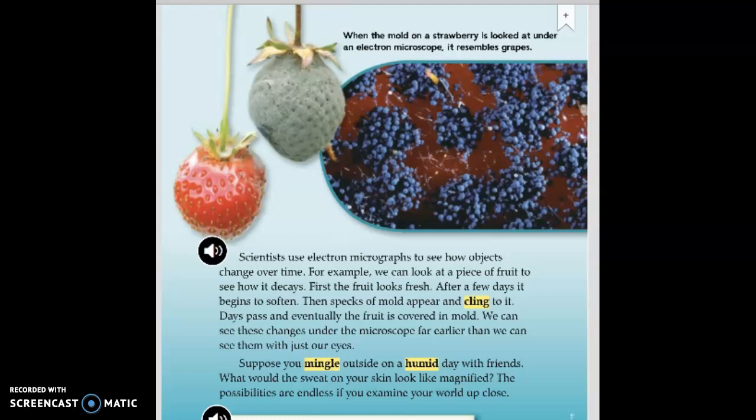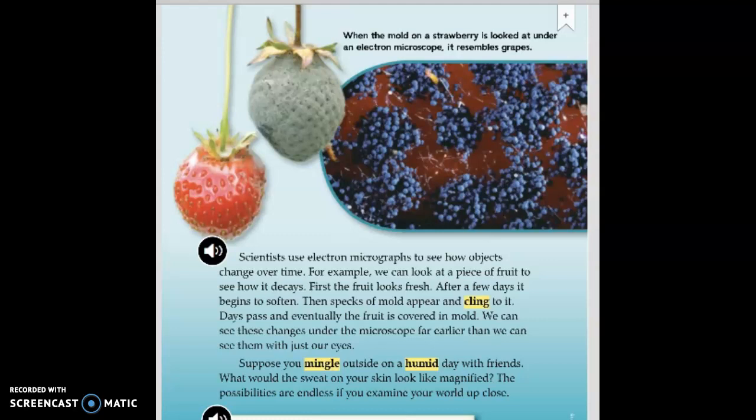Pay attention to signal words that lead to a sequence of how fruit decays. So we're looking at the order of how fruit decays. Scientists use electron micrographs to see how objects change over time. For example, we can look at a piece of fruit to see how it decays. First, the fruit looks fresh. After a few days, it begins to soften. Then, specks of mold appear and cling to it. Days pass, and eventually the fruit is covered in mold. We can see these changes under the microscope far earlier than we can see them with just our eyes.